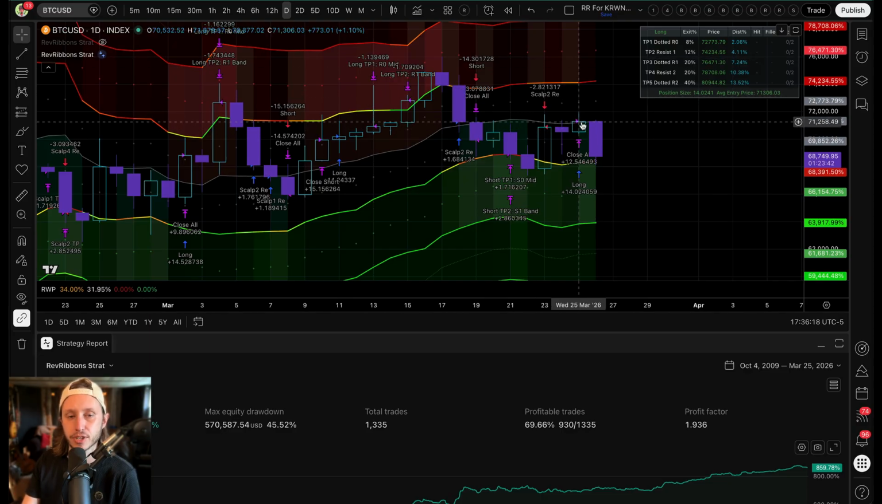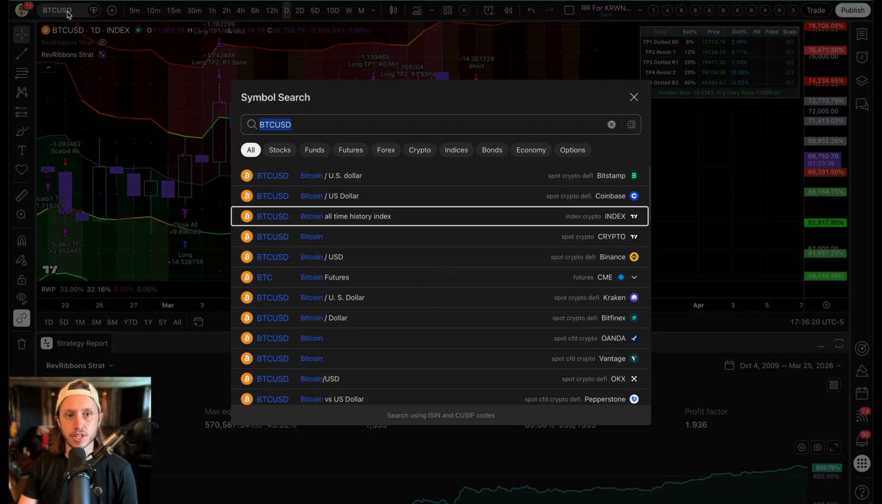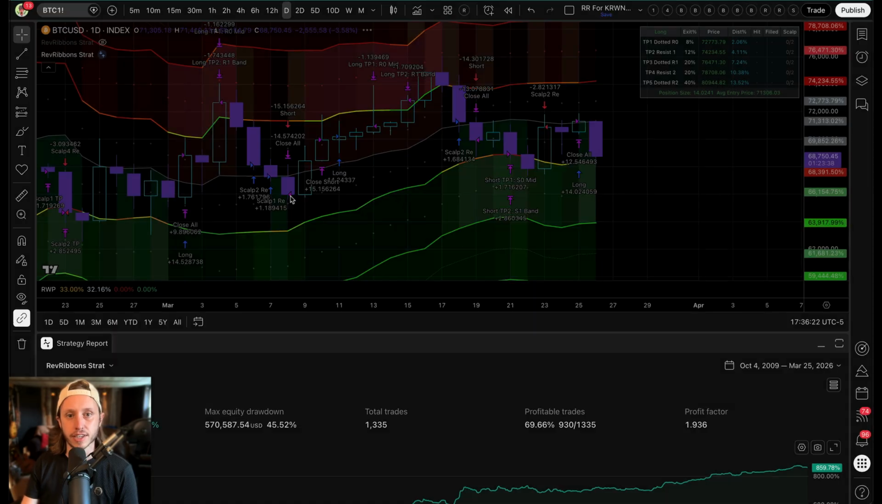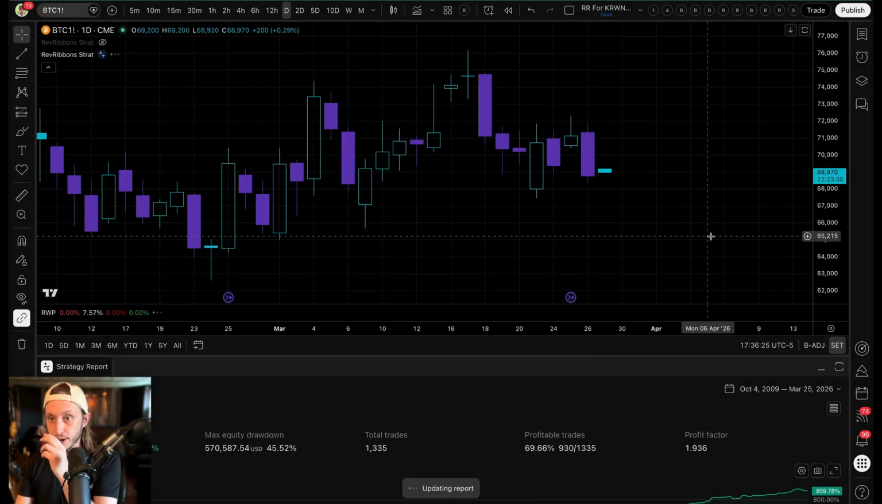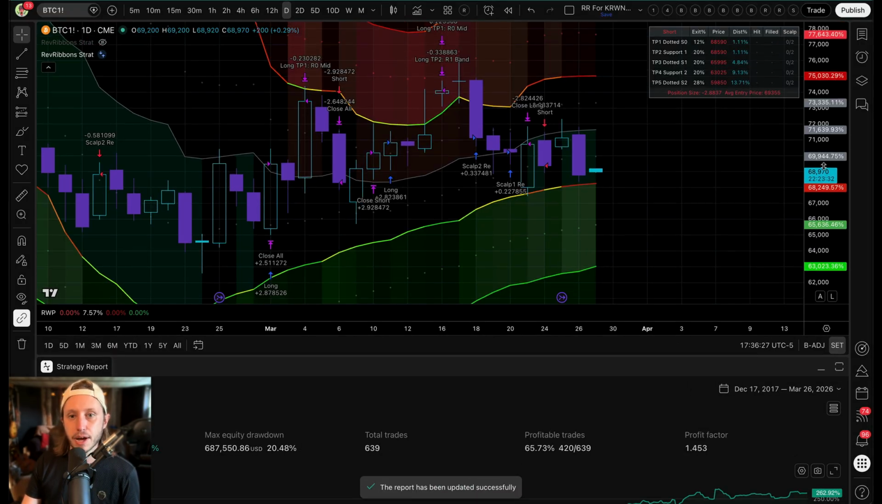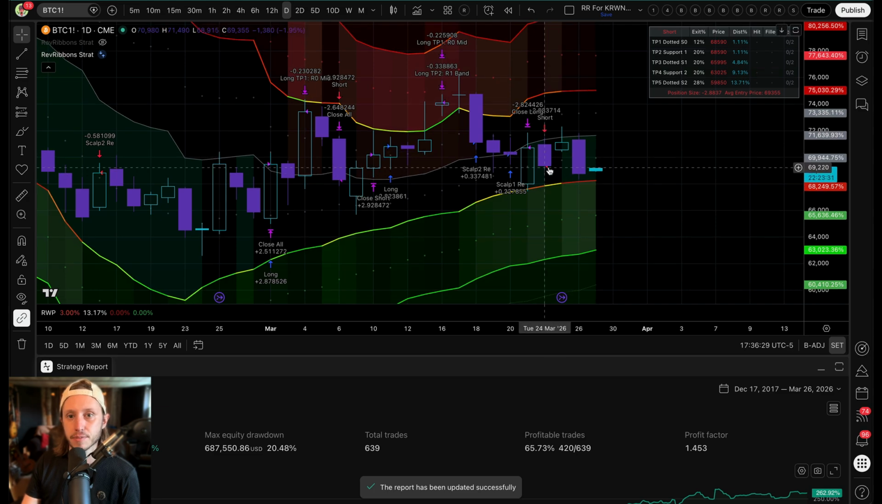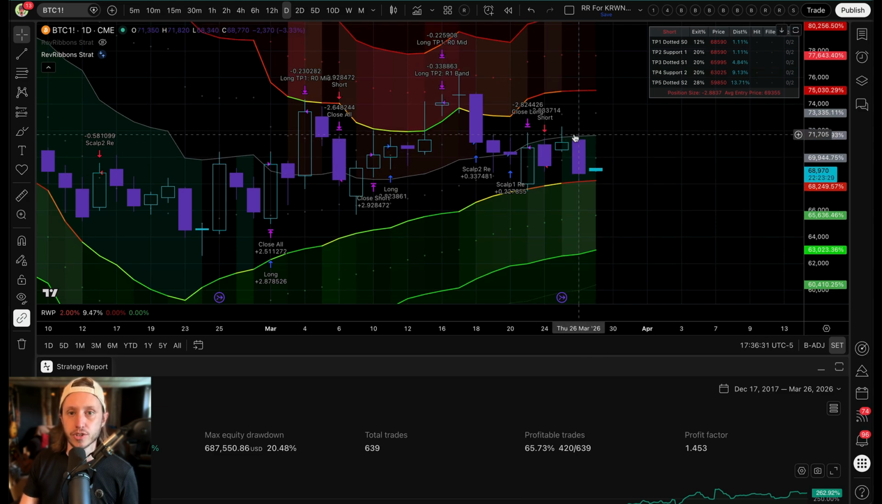Actually, if you would have been trading this on CME, which does not have nearly as much history for the equity curve, it did not actually go long. So it might be a little bit more useful to use this strategy on CME, and it tends to get moves just a little bit better there. So we're still in a short here, and I'm still working on this a bit.